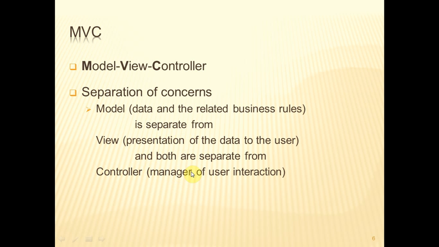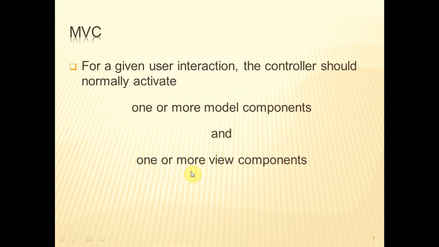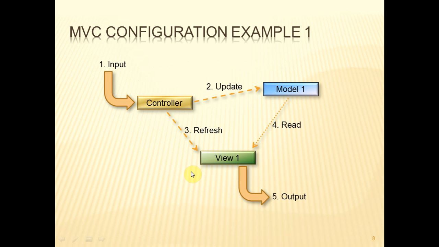So they've got their individual responsibilities, quite distinct, no overlap, and there is some communication between them. So for a given user interaction, the controller should normally activate one or more model components and then activate one or more view components. So we're starting to see then that there's some interaction because the controller is going to be activating these. And so we could have a configuration that might look like this.